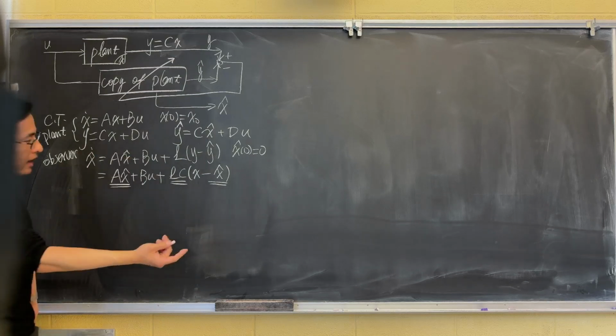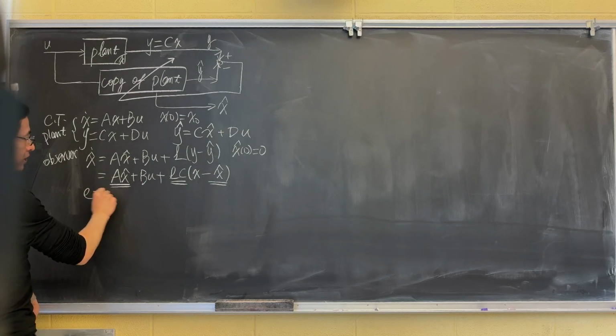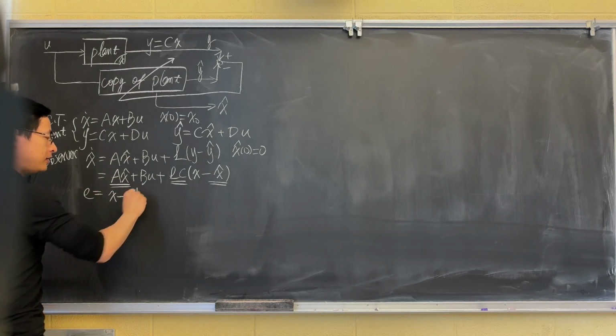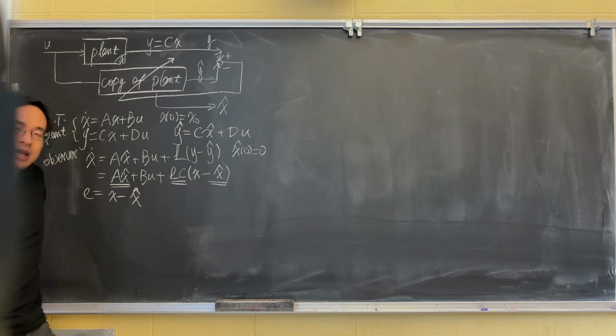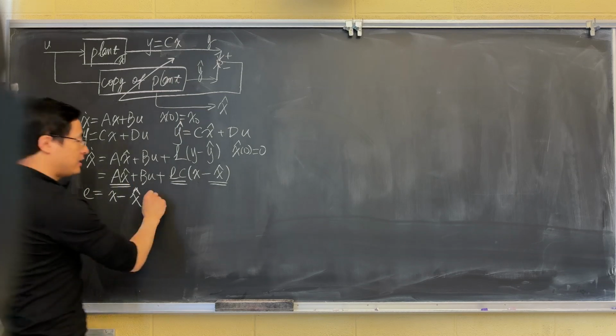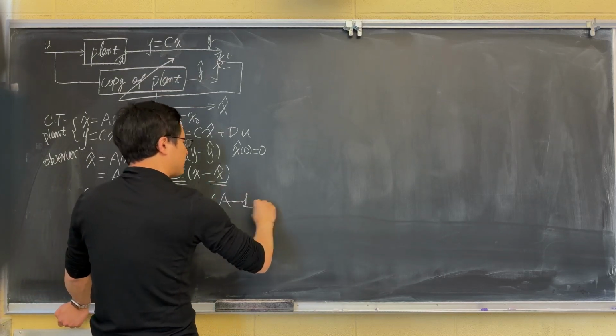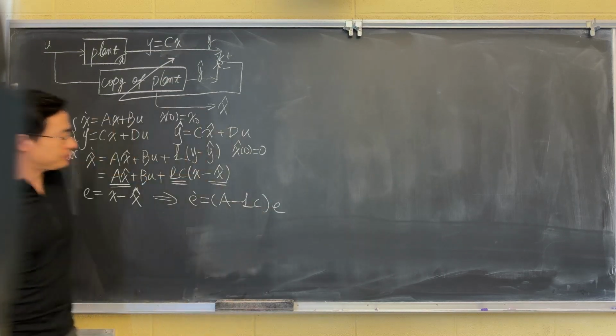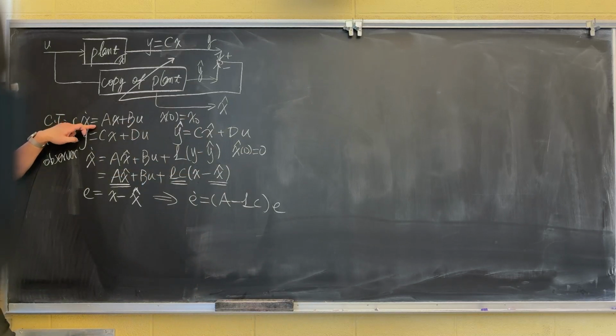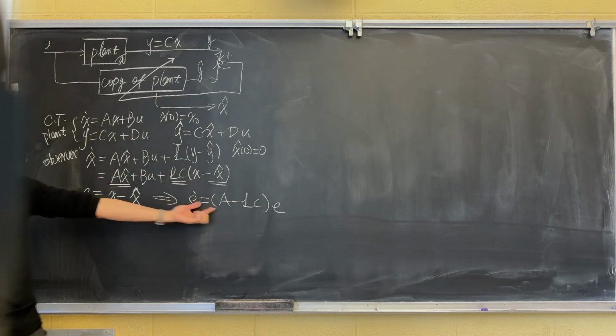We derived last time how the error between x and x hat evolves. The error from last time is e dot equals (A minus LC) e. Basically, you extract this equation from this equation, and then you get this equation.